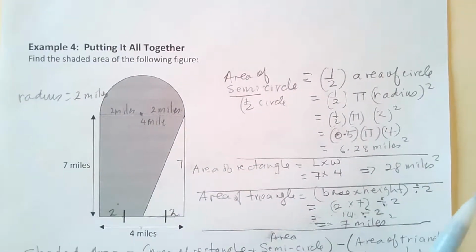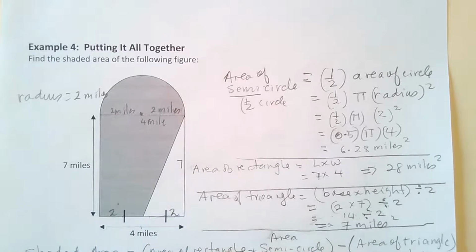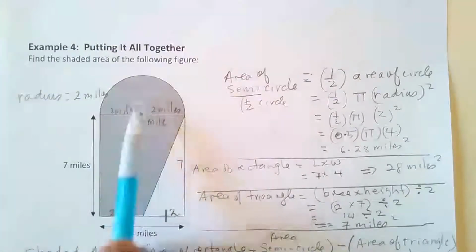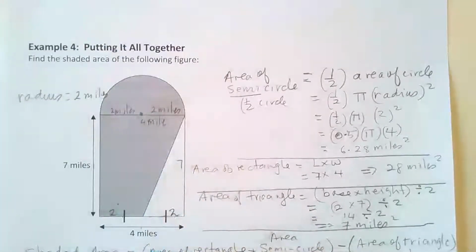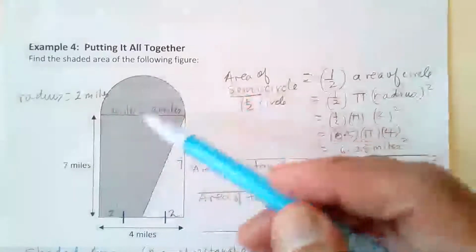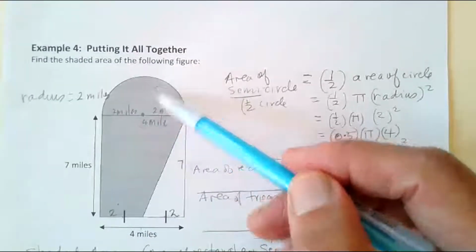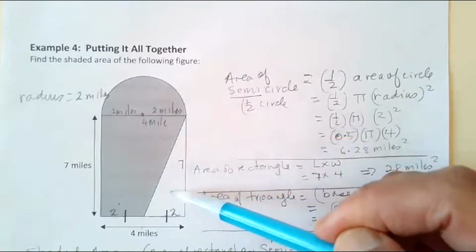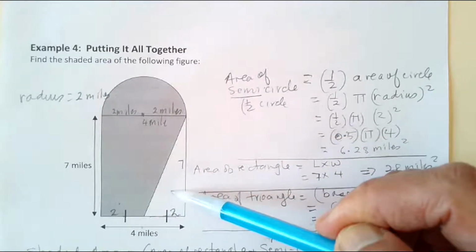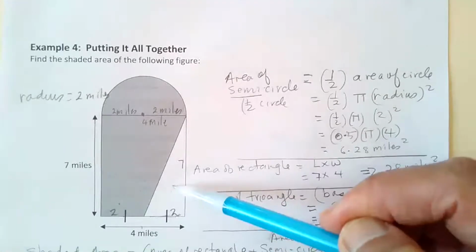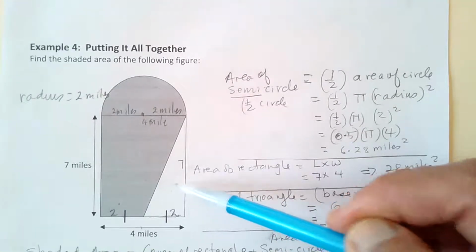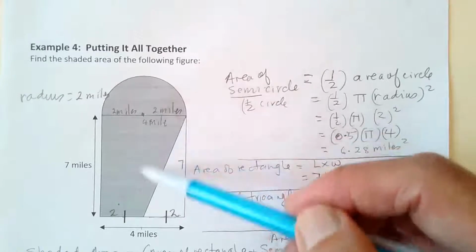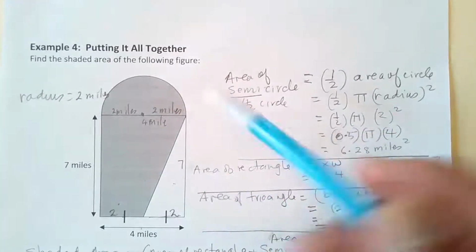And for this part here, there are 3 different kinds of regular shapes: a circle or semicircle, a rectangle, and a triangle. We find the area of the 2 semicircles, or halves of a circle, and a rectangle. We add them, and then we find the area of the triangle and subtract it from the total area of the semicircles and rectangle to give us the shaded part.